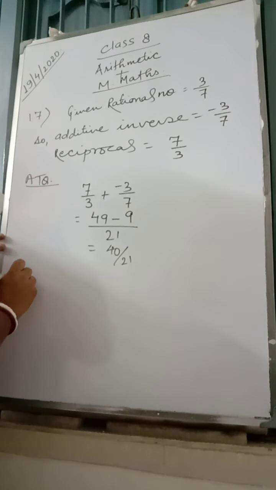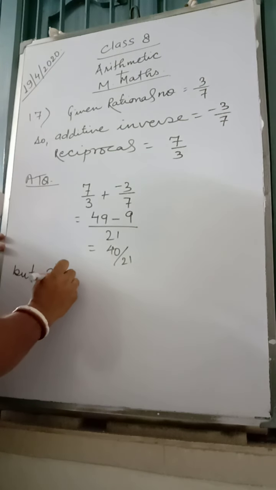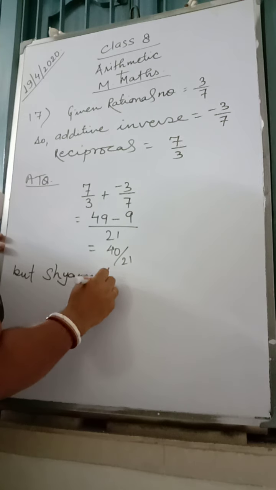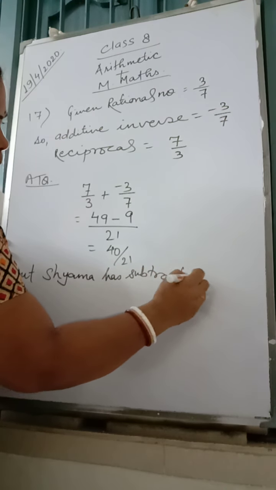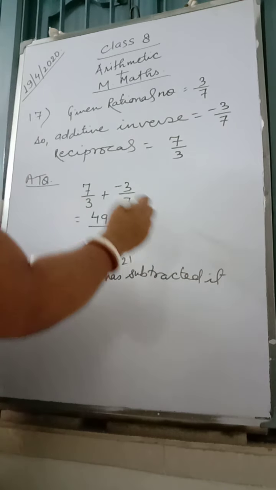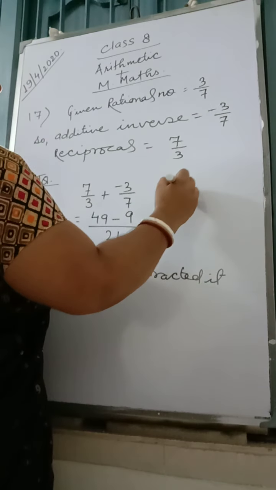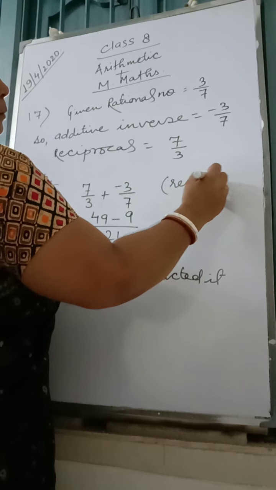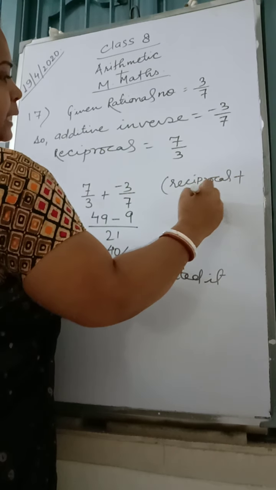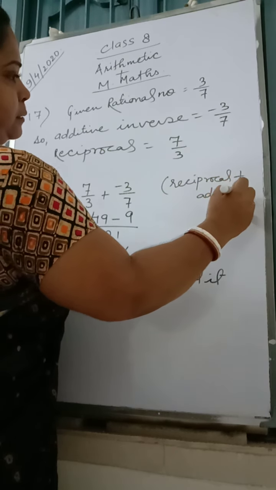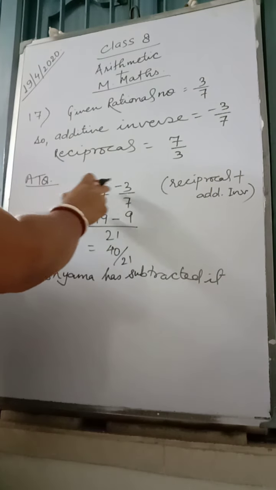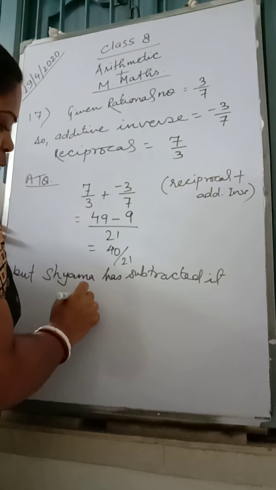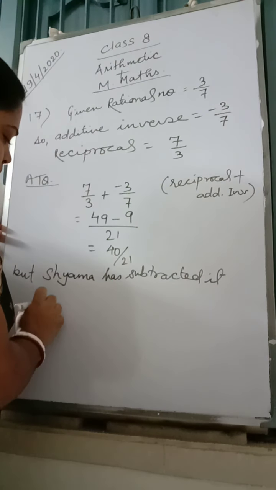But Syama has subtracted it. According to the question, it was reciprocal plus additive inverse, but Syama has subtracted it instead of adding. So what will be Syama's answer?